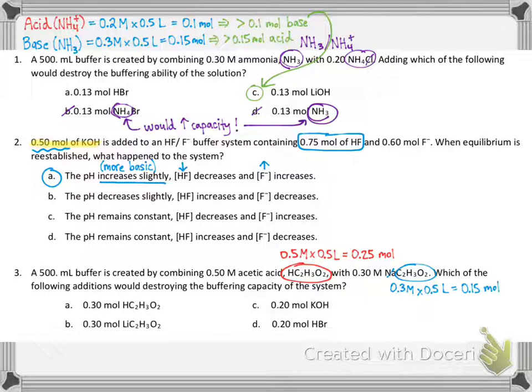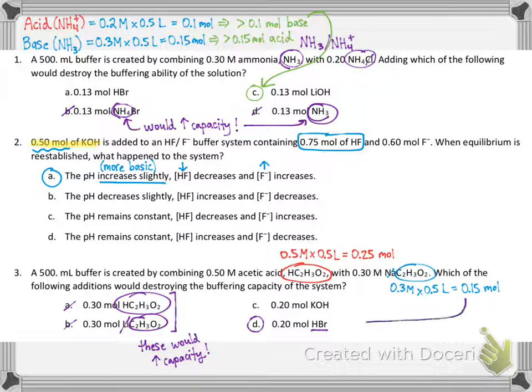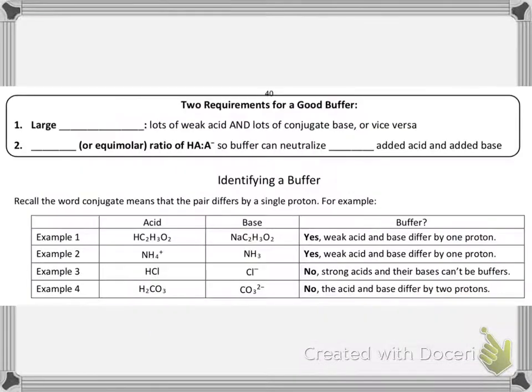So we're looking for either greater than 0.25 moles of base or greater than 0.15 moles of acid. It's good to remember that if you're adding something to the buffer system that's part of the buffer system, in this case acetate or acetic acid, adding these would increase your buffer capacity. So if you look at your two remaining choices, you'll notice that we're adding 0.2 moles of an acid, but we only have 0.15 moles of base to neutralize it. So that would definitely destroy the buffering capacity.